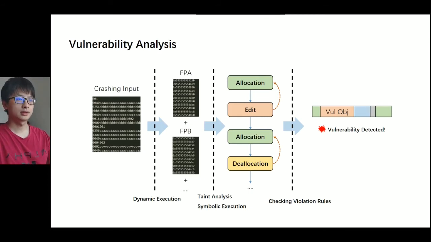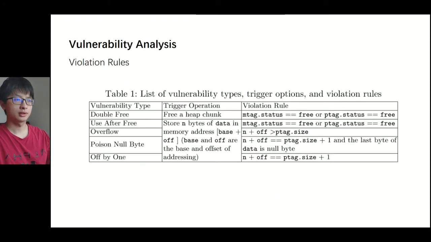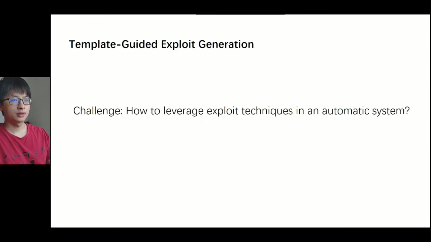Before changing the statuses of them, we check if any of the violation rules is triggered. We designed 5 violation rules as shown on the screen. In this way, we are able to detect double free, UAF, overflow, poison, non-byte, and off by 1. Now we have modeled heap interactions and detected vulnerabilities. It's time to generate exploits.